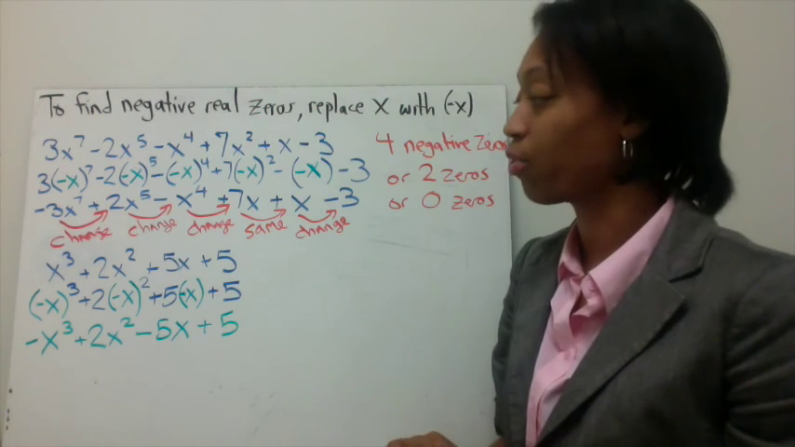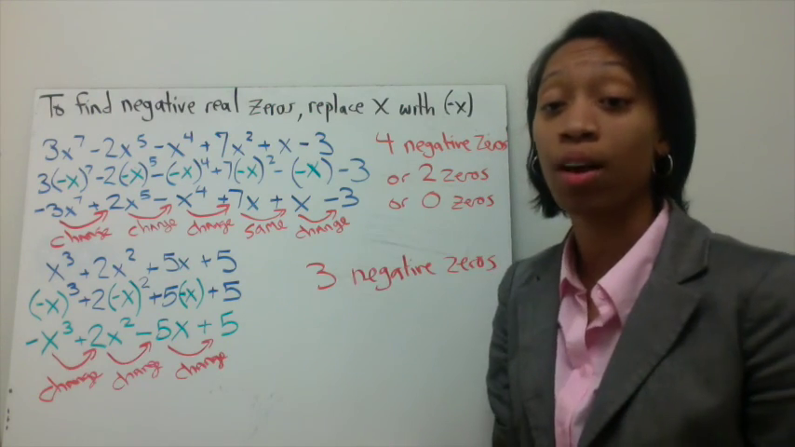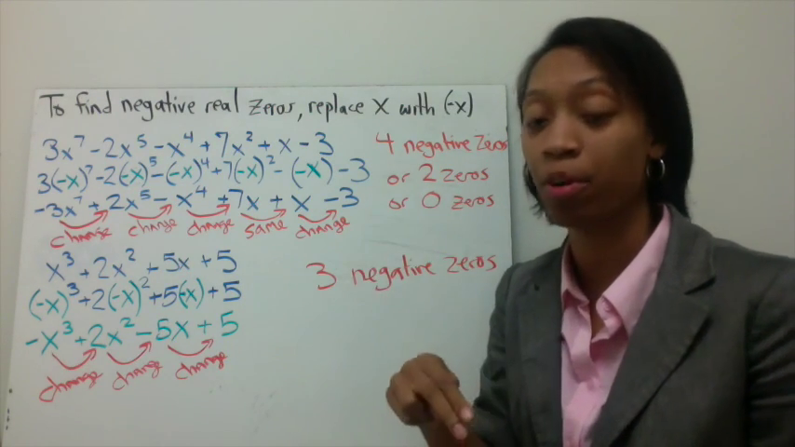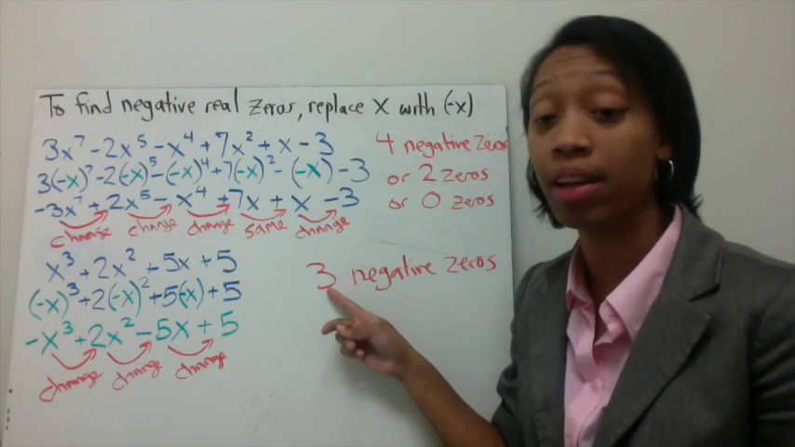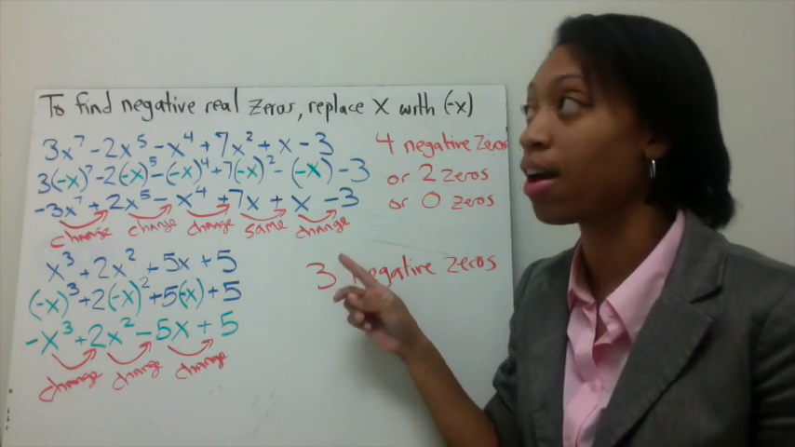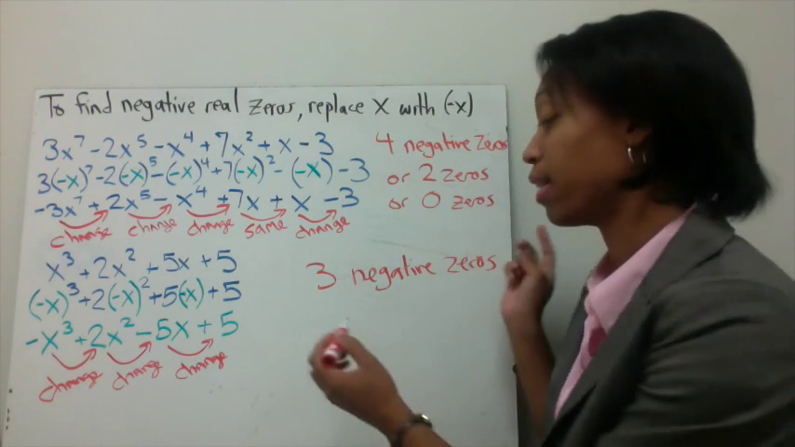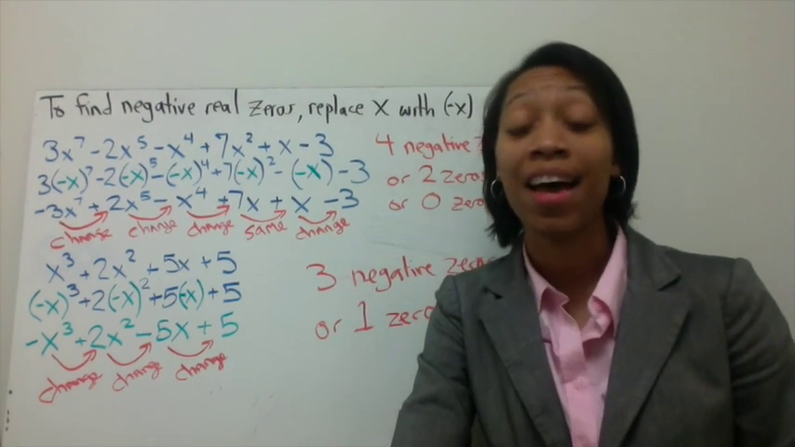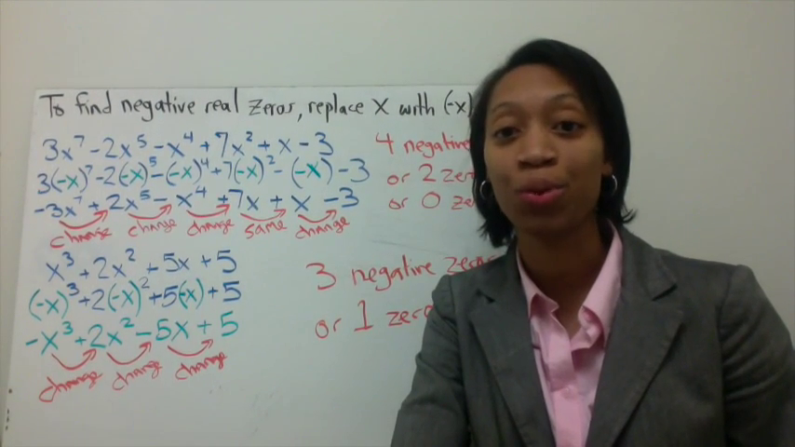All right, let's count the changes now. Counting down by 2 from there, we could either have 3 negative zeros, or we could have 3 minus 2. We could also have 1 negative zero. And that is all for Descartes' rule of signs.